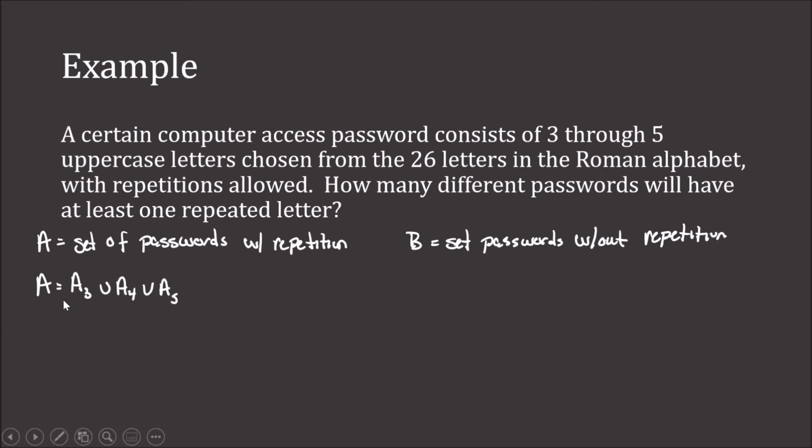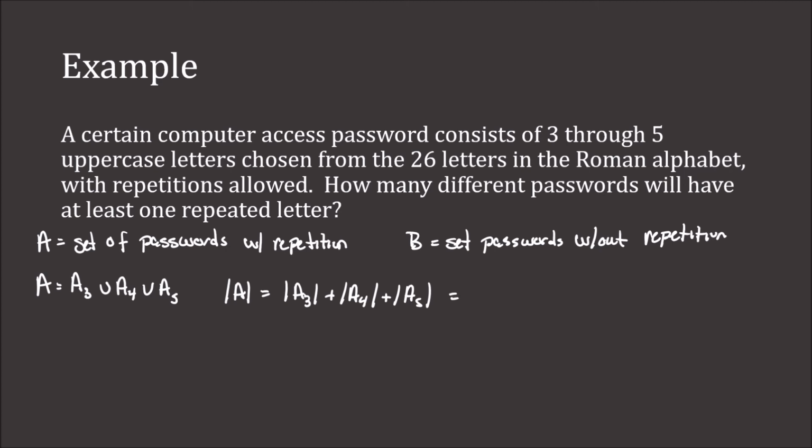A sub 3 is the set of 3-letter passwords or 3-symbol passwords. This will be 4-letter and 5-letter. Now, clearly these are disjoint. And now repetition is allowed. So the number of elements in A would be the number of elements in A3 plus the number of elements in A4 plus the number of elements in A5.